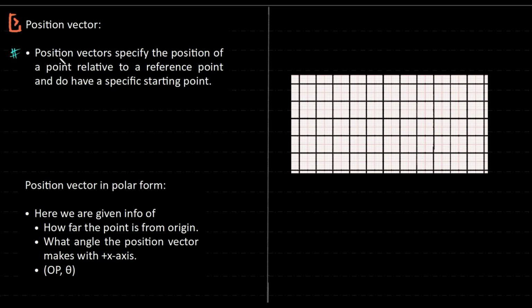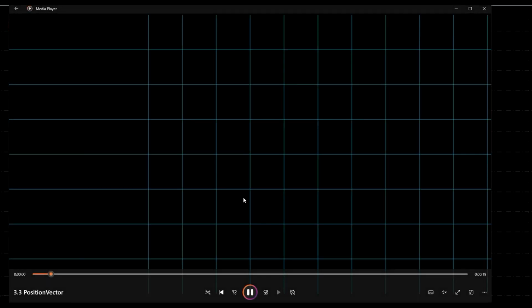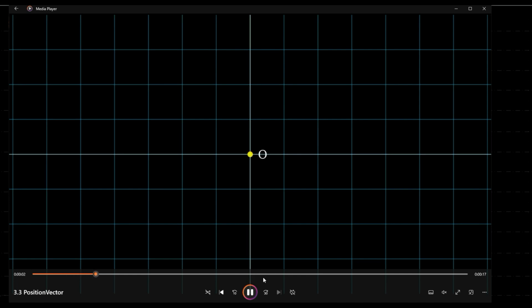Let's talk about something called position vector. This set of videos is the second part of your types of vector. So position vector, the name itself is a giveaway for pretty much everything. So what does position vector mean? Well, we have an example.